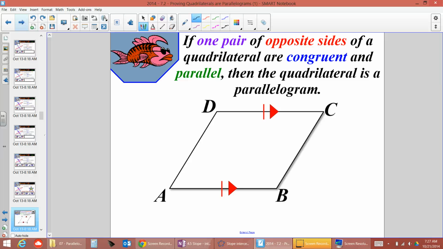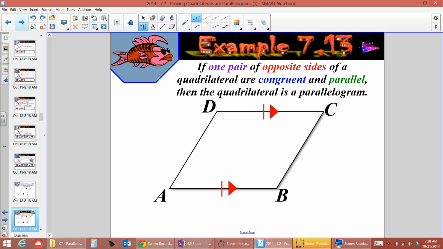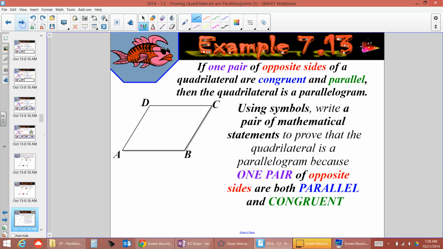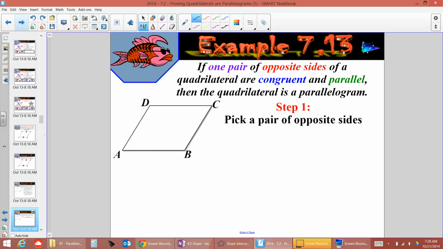Now here's a new one. It's also a parallelogram if one pair of opposite sides of a quadrilateral is congruent and parallel. So right here, if I have DC is congruent to AB and DC is parallel to AB, then we're going to have a parallelogram. It's kind of interesting. There's a lot of cool math that goes into proving this. But what I need for the test question is you pick a pair of opposite sides. We're going to use these DC and AB.